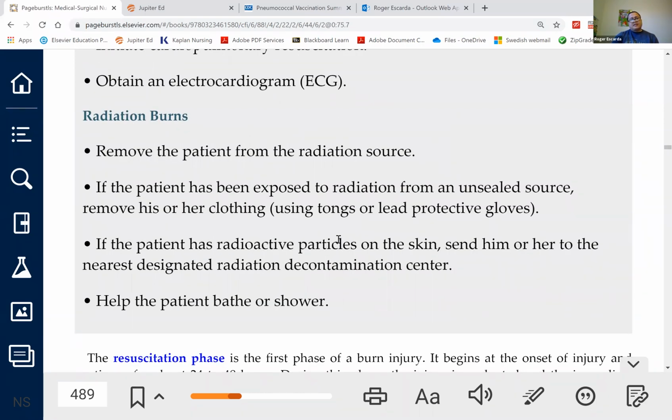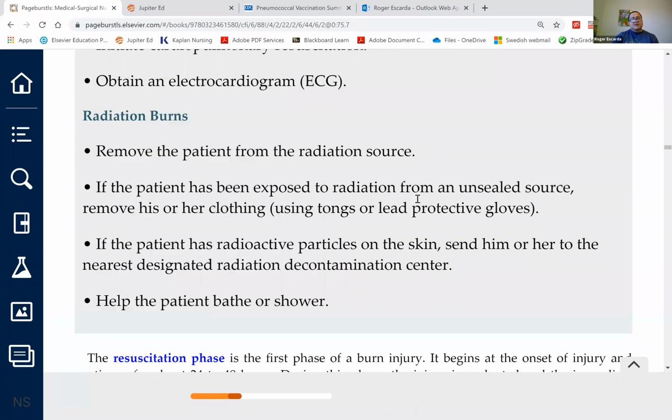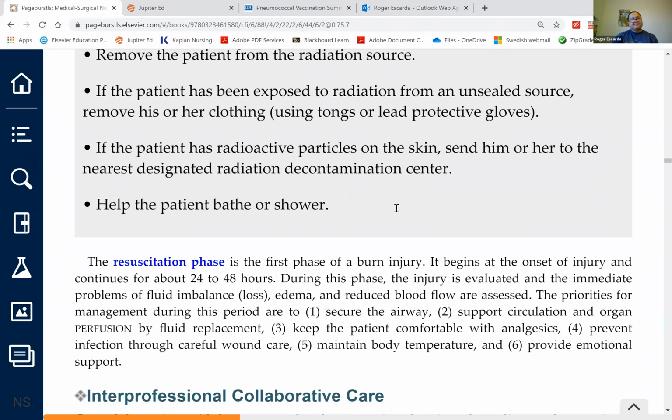Radiation, as already said, is the same thing we did in chapter 22. But for industrial radiation, there has to be decontamination. So the routine is a shower to wash off the radiation from the patient.